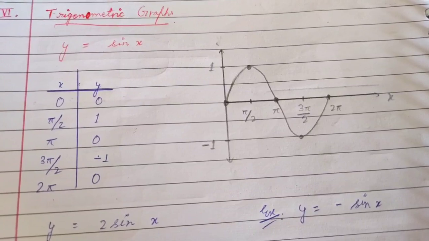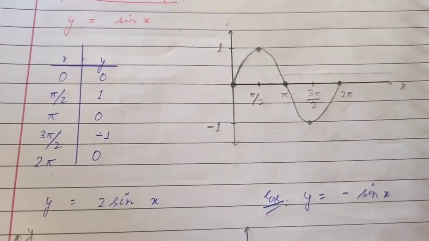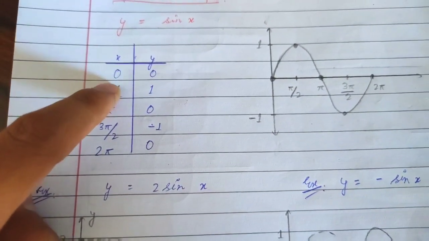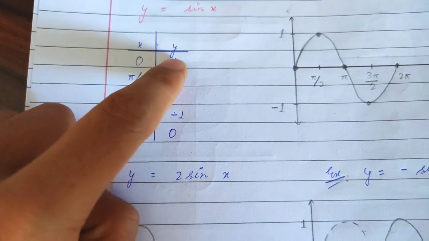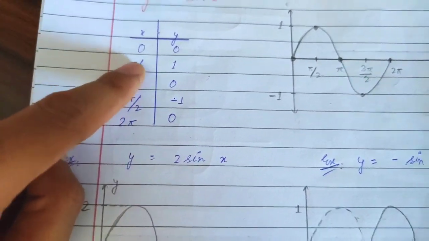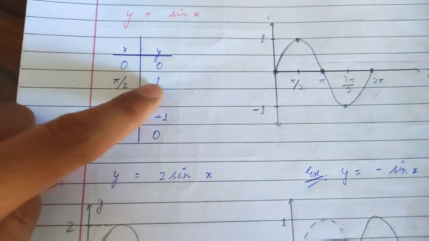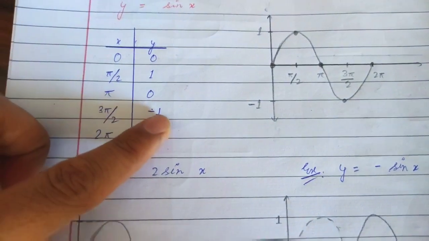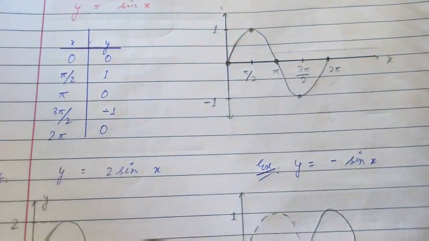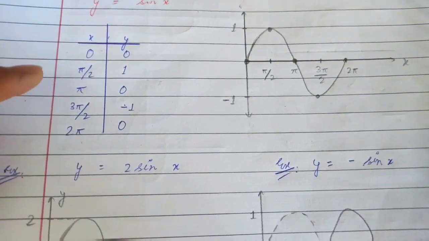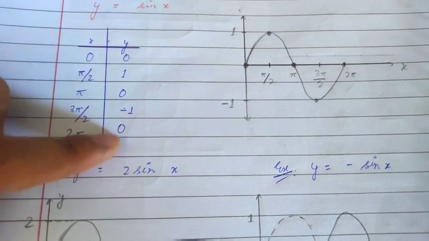So let's start for today. The first type of graph is the trigonometric graph, y equals sin x. First we make a general table, putting in values. When x is equal to 0, sin 0 is 0, so y will be 0. When x equals pi by 2, which is basically 90 degrees, these are in radians, sin 90 is 1. Similarly, sin 180 is 0, sin 3 pi by 2 is minus 1, and at 2 pi it is 0. All these x values are in radians. When we convert them into angles, we get sin of that particular angle, and its value is like this.